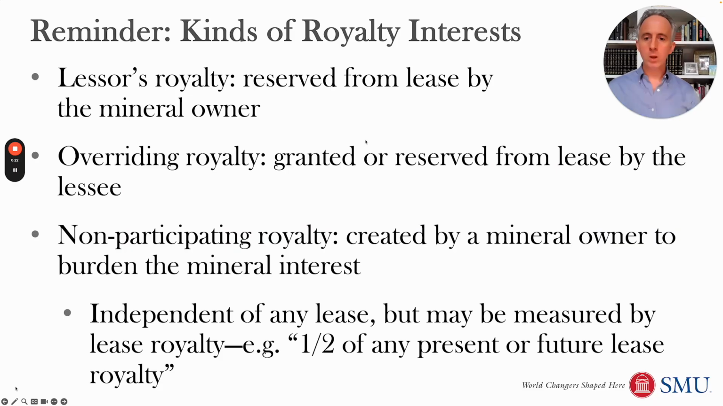So we will start with a little bit of a reminder of the kinds of royalty interests that we've talked about. One is the lessor's royalty. That's what we've most commonly talked about. That's what the lessor, the landowner, reserves from the lease. And so the oil and gas company gets to keep the rest, maybe 7/8. The landowner gets the lessor's royalty, maybe 1/8.